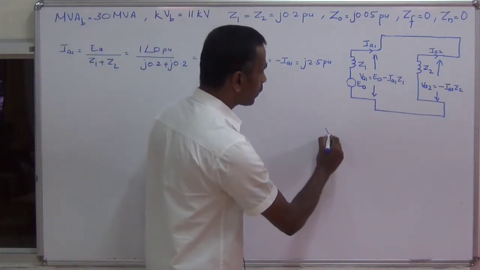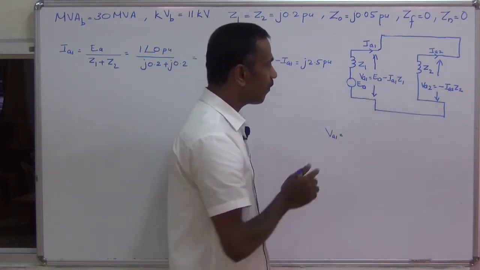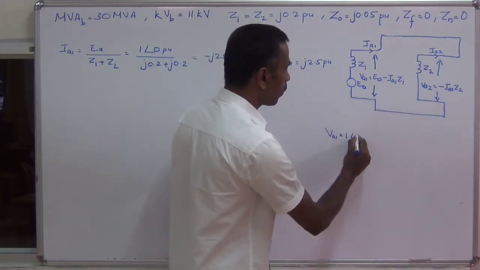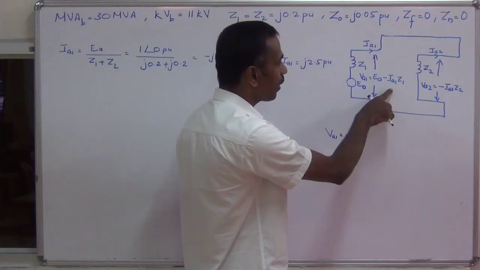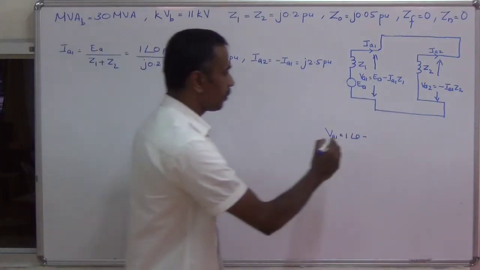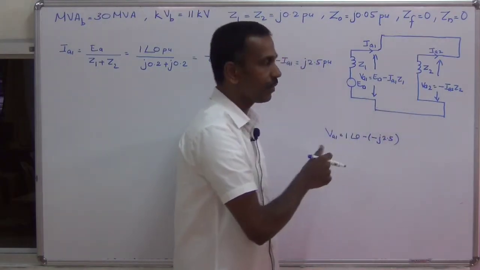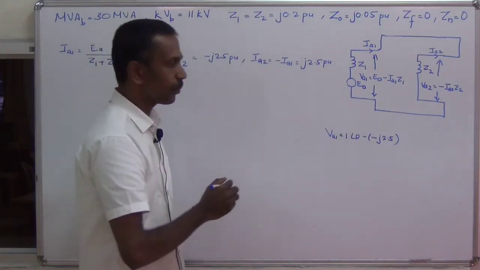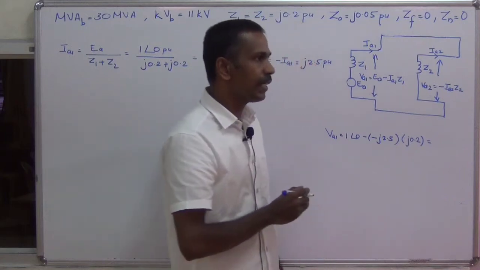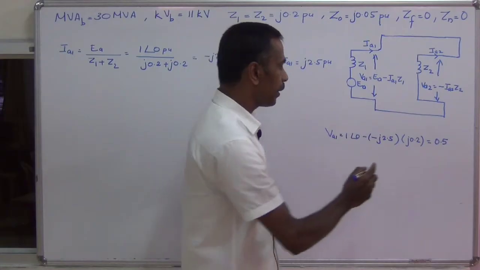The sequence voltage VA1 equals EA minus IA1 into Z1. EA equals 1 angle 0, minus IA1 into Z1. IA1 equals minus j 2.5, so minus j 2.5 into Z1. Z1 equals j 0.2. So VA1 equals 0.5 per unit.